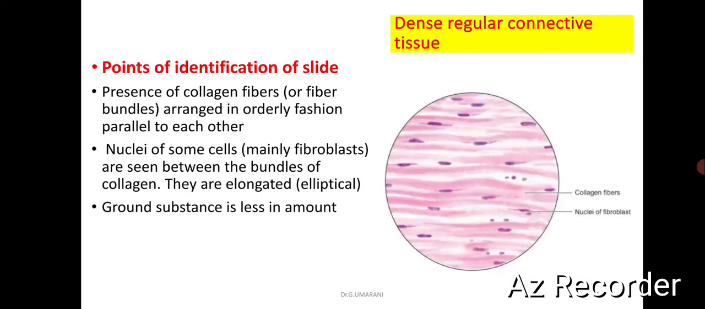So we can see the dense regular connective tissue slide. Here you can observe that bundles of collagen fibers are present. So collagen fibers are arranged in bundles, and nuclei of some cells, mainly fibroblasts, are seen in between the bundles of collagen. And we can observe that ground substance is less in amount. So dense regular connective tissue slide identification is regularly arranged bundles of collagen fibers, in between there are fibroblast cells, and ground substance is less in amount.